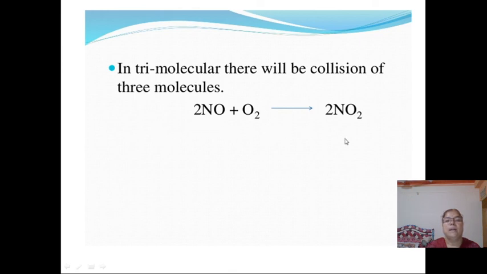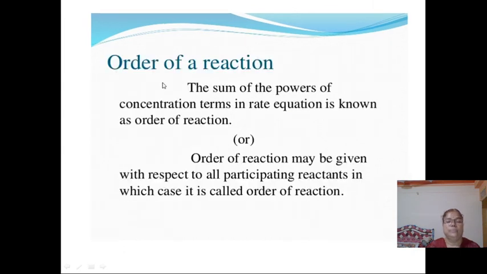And this is another example. Suppose we have two NO molecules and one O2 molecule. It produces two NO2 molecules.